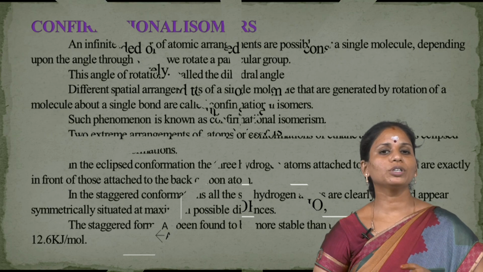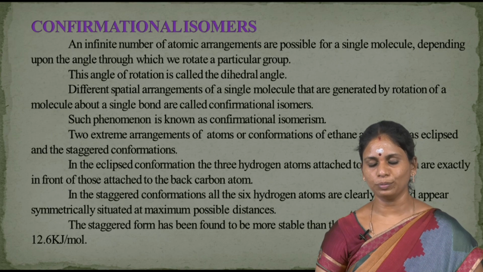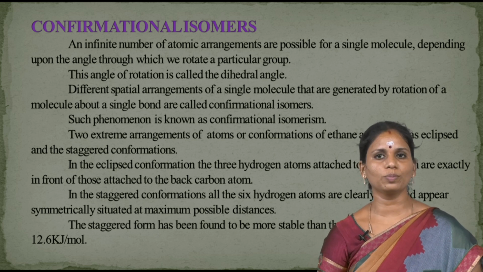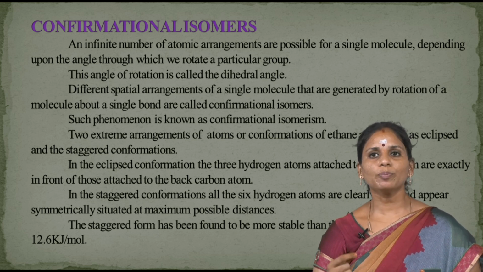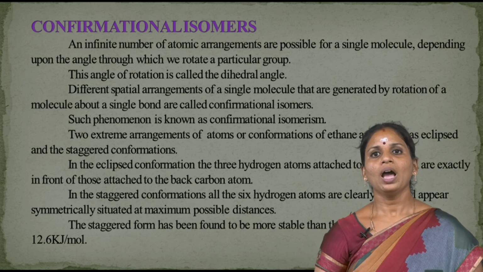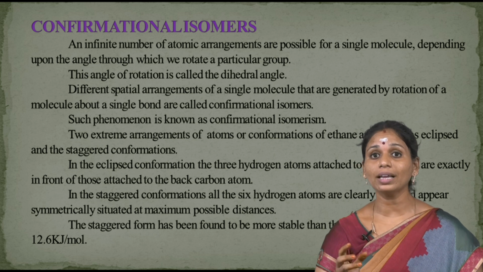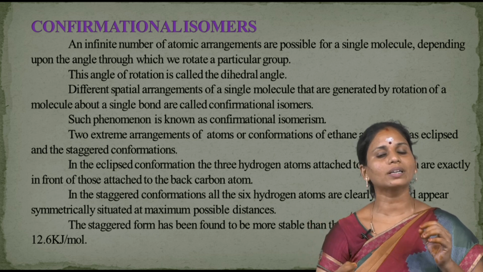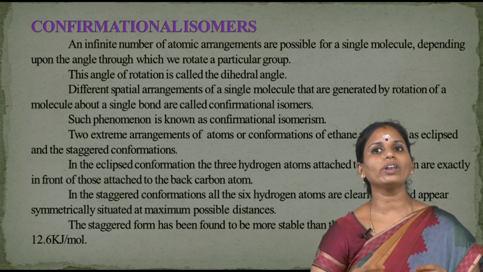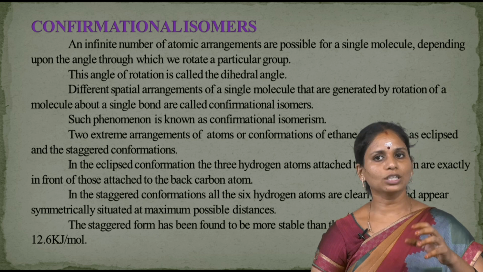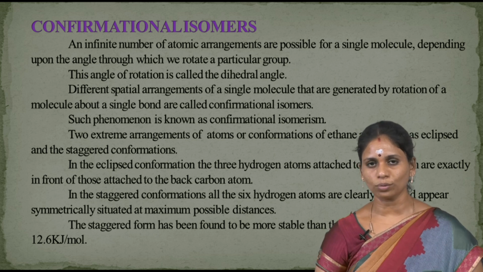Next, coming on to conformational isomers. An infinite number of atomic arrangements are possible for a single molecule, depending upon the angle through which we can rotate a particular group. This angle of rotation is called the dihedral angle. Different spatial arrangements of a single molecule that are generated by rotating a molecule about a single bond are called conformational isomers. Such a phenomenon is called conformational isomerism.